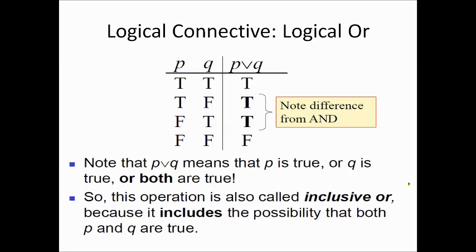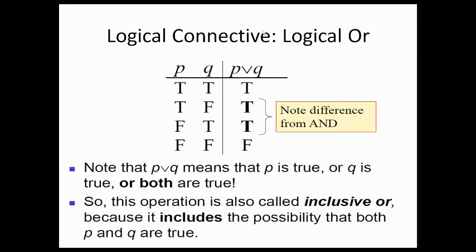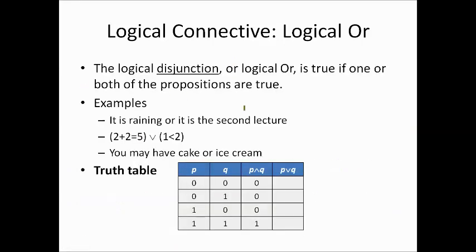Note that logical P or Q means that P is true, or Q is true, or both are true. This operation is also called the inclusive OR because it includes the possibility that both P and Q are true. Okay, so let's try to apply the 0 and 1 table. Again, the logical disjunction, or logical OR, is true if one or both of the propositions are true.